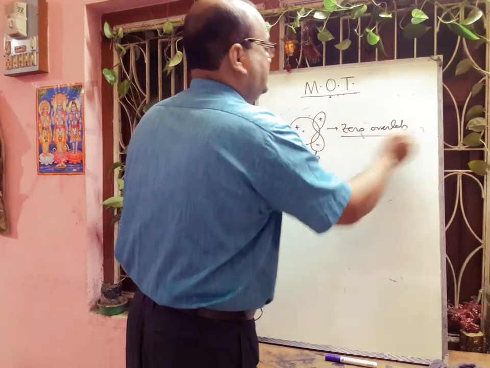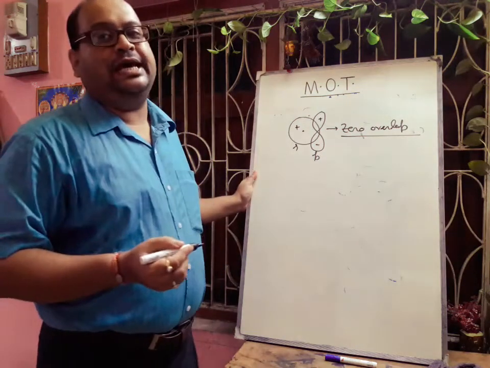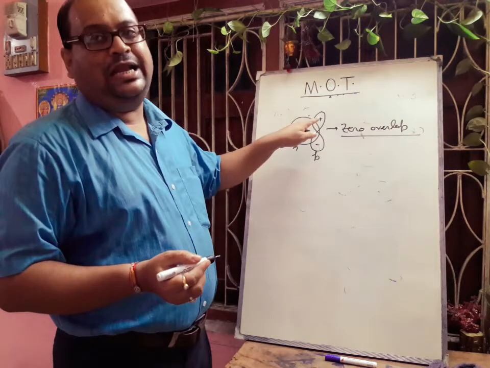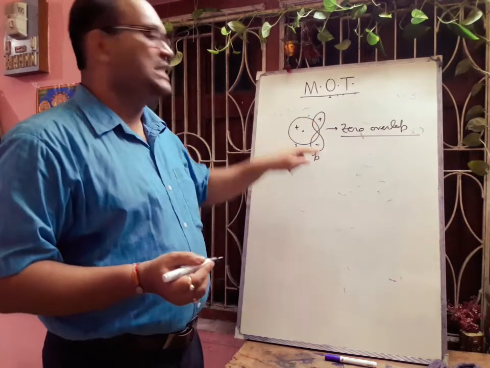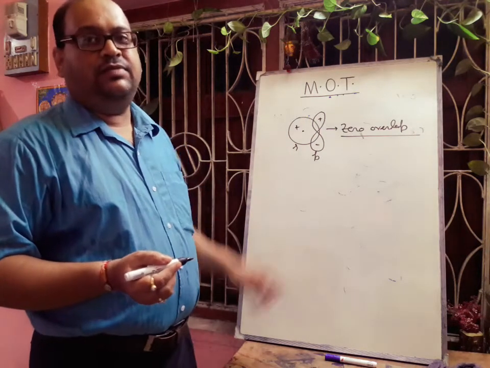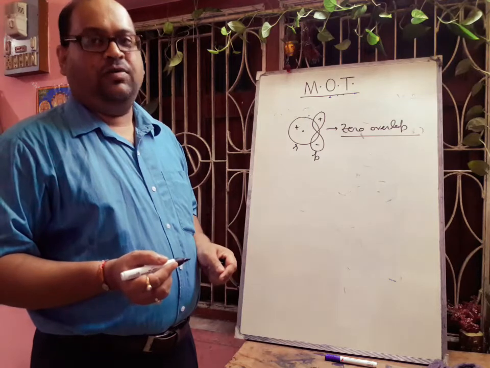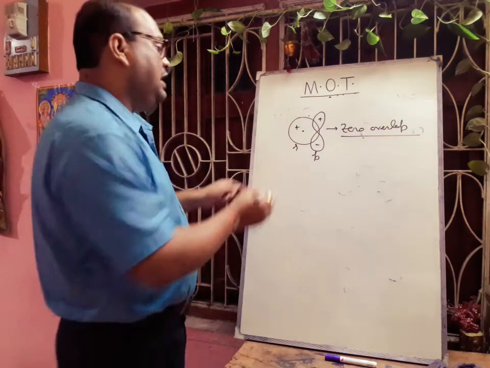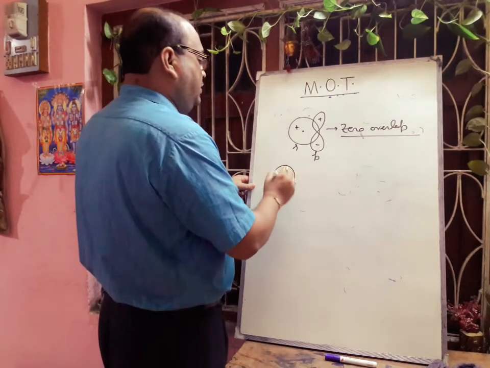So it will not exist. Actually what is happening here is that this plus-plus overlap is cancelled by this plus-minus overlap. So practically there will be no overlap, and there will be no formation of a bond. Hope you can understand. Now what will happen if we combine plus and minus?